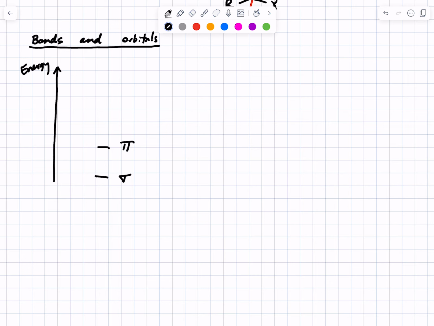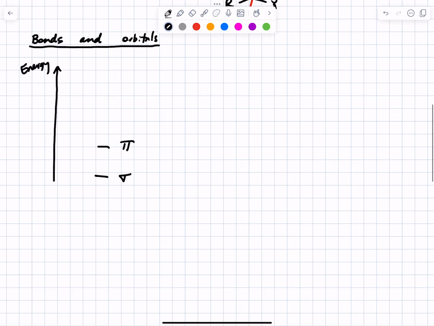Now, why is that? Go ahead. Okay, so it's lower in energy because it's more stable. Those are actually two ways of saying the same thing. Why is it more stable? Yes? It's closer to the nucleus.